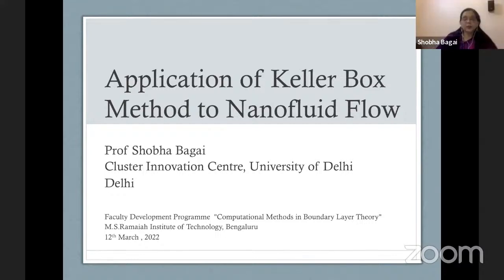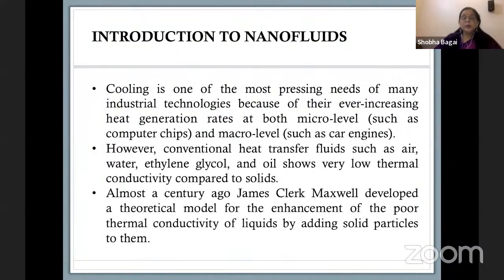Thank you so much. Yesterday, in my last session, we gave an introduction to the Keller box method. In this session, we look at the application of that same numerical method, in particular to a nanofluid flow. Before we start with the application of the Keller box method to the nanofluid flow, let's quickly understand what these nanofluids are and why the need arose for them.